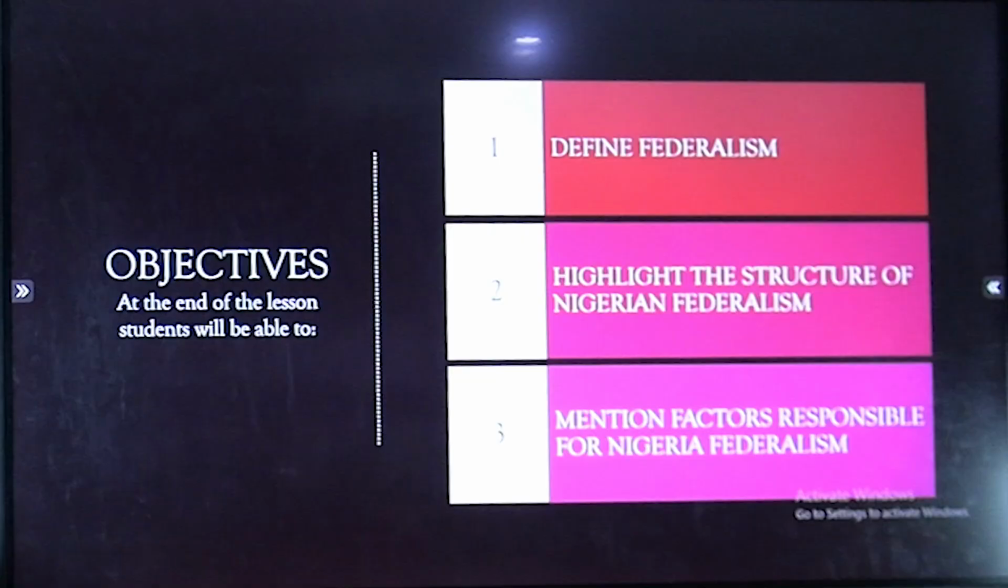Objectives. At the end of the lesson, students will be able to: 1. Define federalism. 2. Highlight the structure of Nigeria federalism. 3. Mention factors responsible for Nigeria federalism.